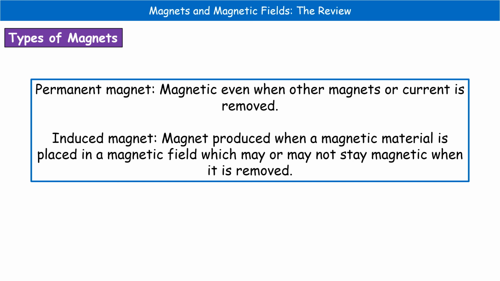We have 2 types of magnet we need to know about: permanent magnets and induced magnets. Permanent magnets are ones that are magnetic even when other magnets or a current is removed. So they are just magnets all the time. An induced magnet is only magnetic when it's in contact with another magnetic material, or it's around a current carrying wire that generates a magnetic field of its own. So an induced magnet is a magnet we produce when a magnetic material is placed in a magnetic field. And the key thing about induced magnets is when you take them out of that magnetic field, they may not remain magnetic. So it will be a magnet when it's in the magnetic field and not a magnet when it's not in the magnetic field.